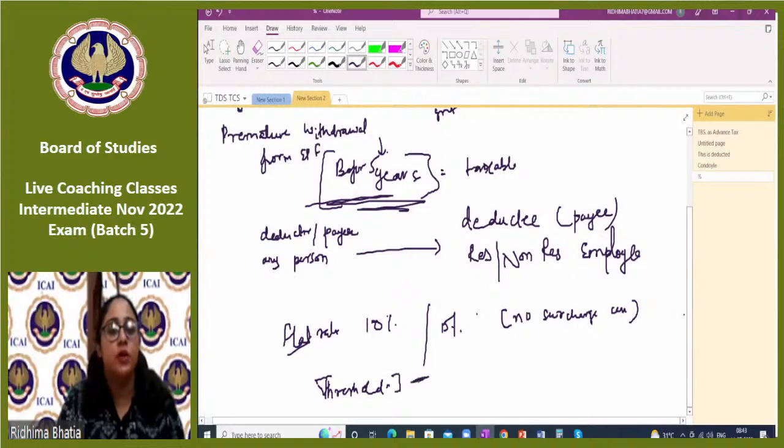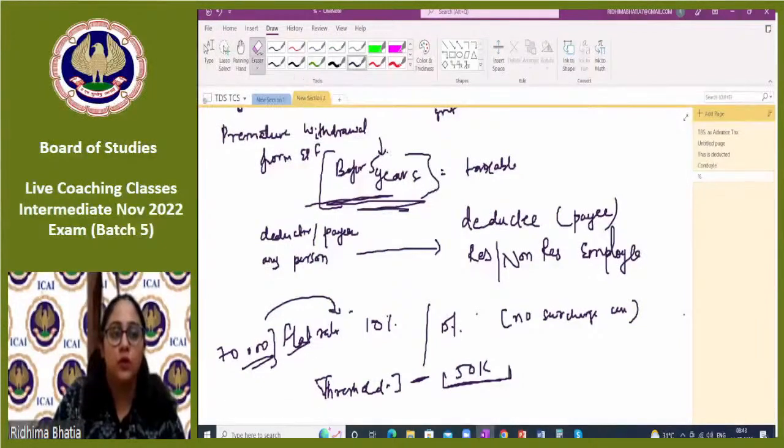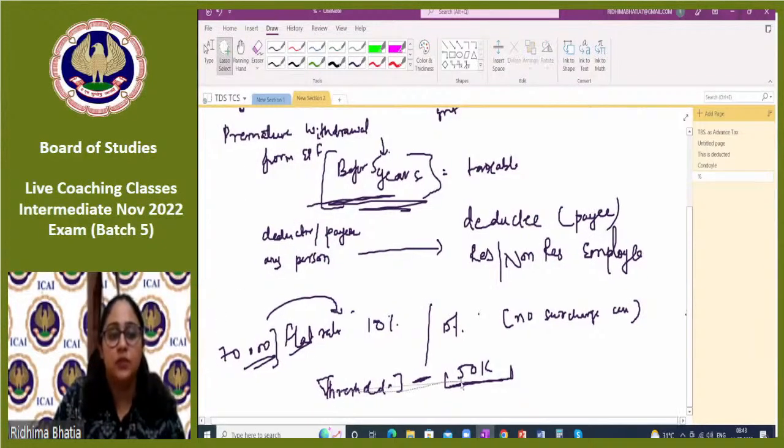The moment you cross the threshold limit, the TDS would be deducted on the entire amount. So suppose the threshold is 50,000 and you are paying 70,000, you say ma'am, the threshold has triggered, so on the entire 70,000 the TDS at flat 10% has to be deducted. If the threshold is 40,000, not on the difference of 20, but on the entire 70, the TDS has to be deducted. These two things will remain constant throughout your understanding of TDS.